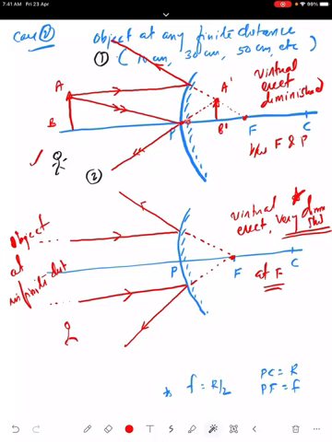What is the meaning of linear magnification? Linear magnification produced by a mirror. Next term is called linear magnification. Linear magnification means we usually measure the height. Okay, thickness is not measured. Height. The object is 5 cm.